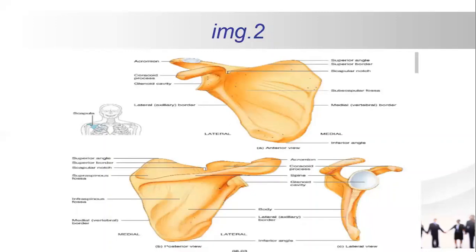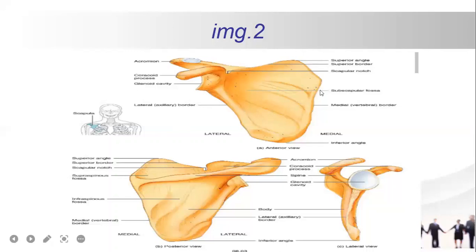We can just as well check on this diagram of these images here, which is image 2. We have the acromion, the projection of the coracoid process here. We have the suprascapular notch, the indentation for the suprascapular nerve. We have the glenoid cavity, which articulates with the head of the humerus to form the glenohumeral joint or the shoulder joint. We have the lateral or the axillary border.